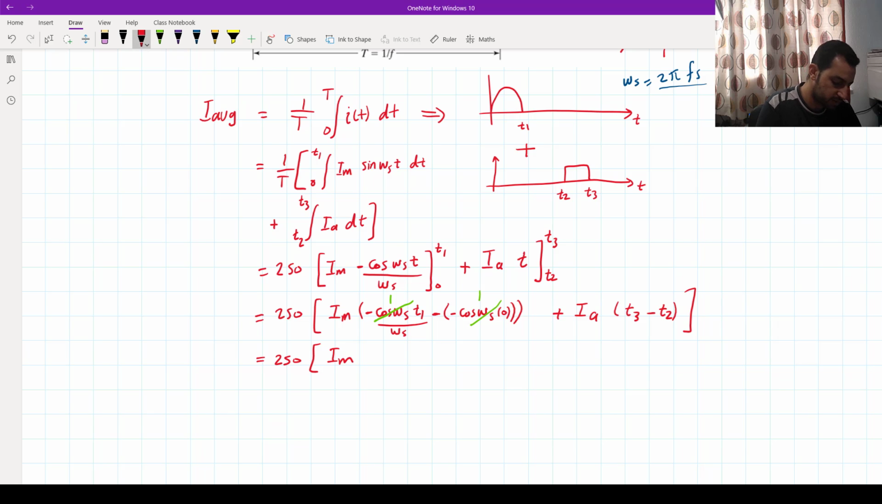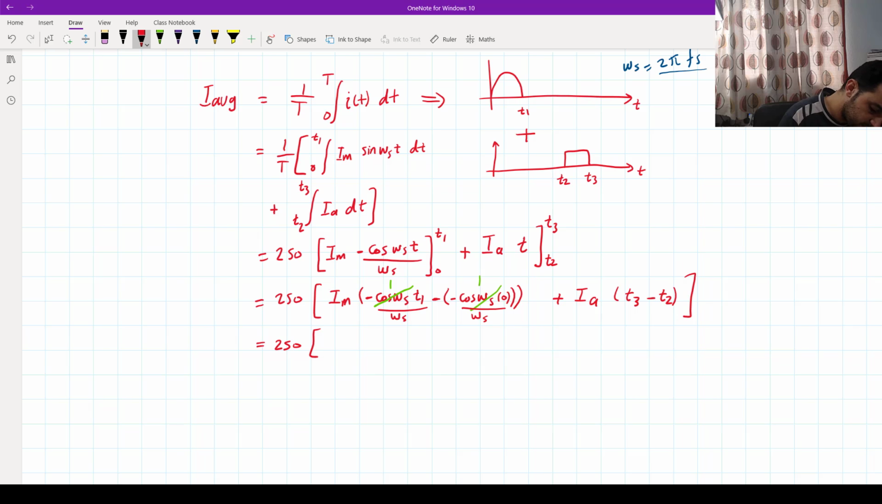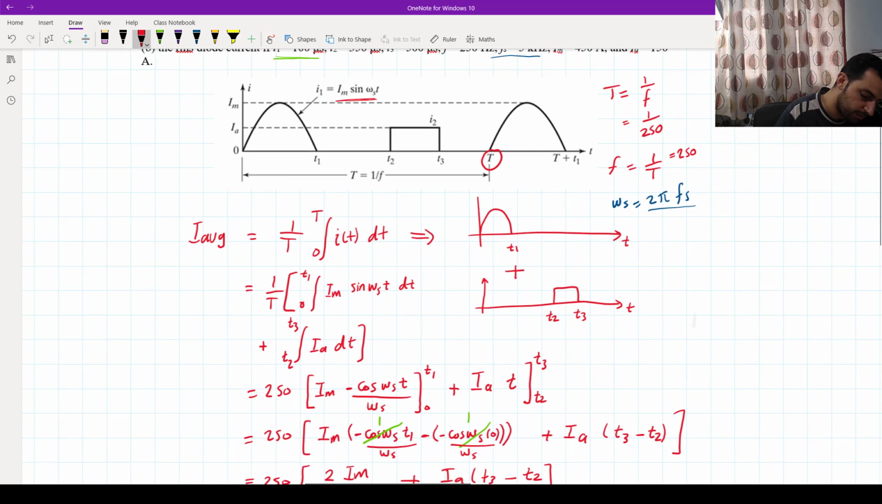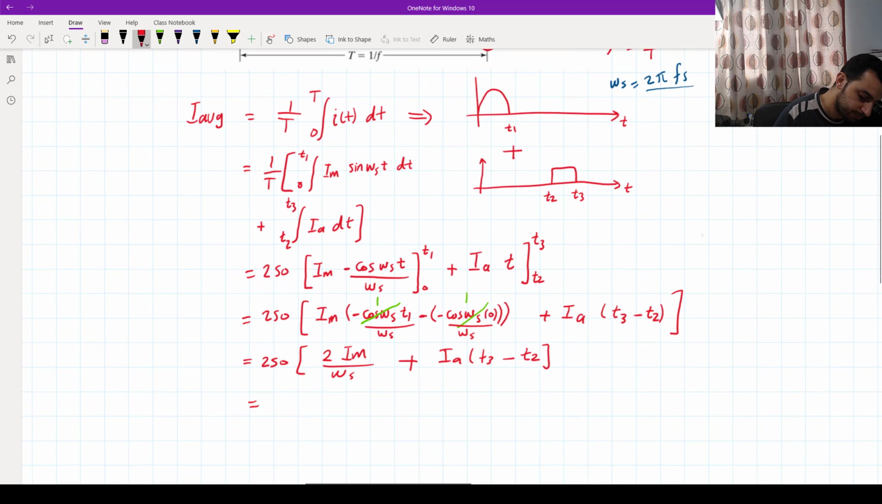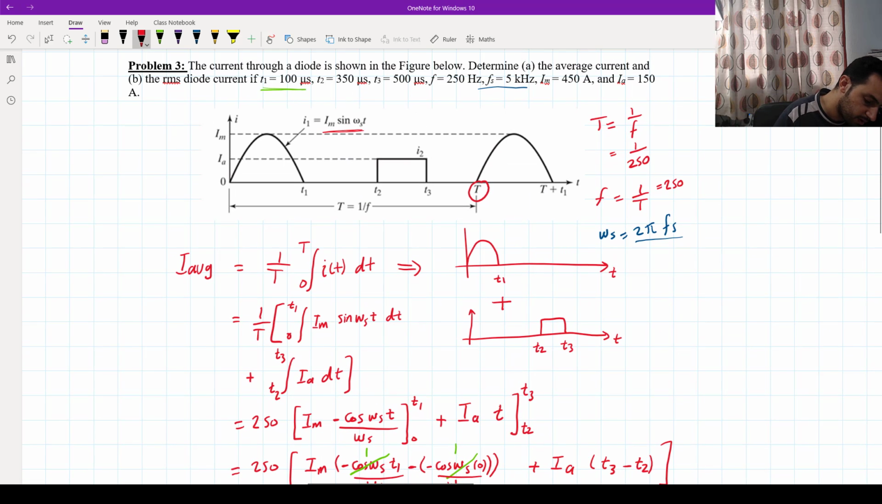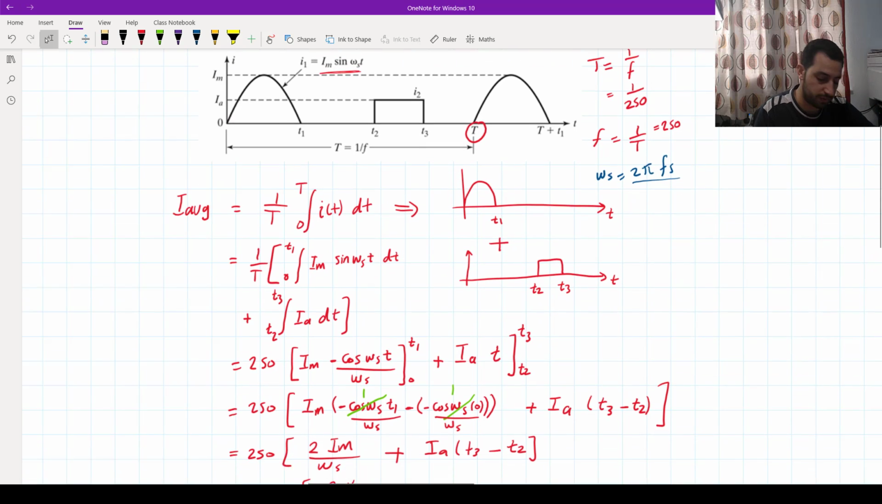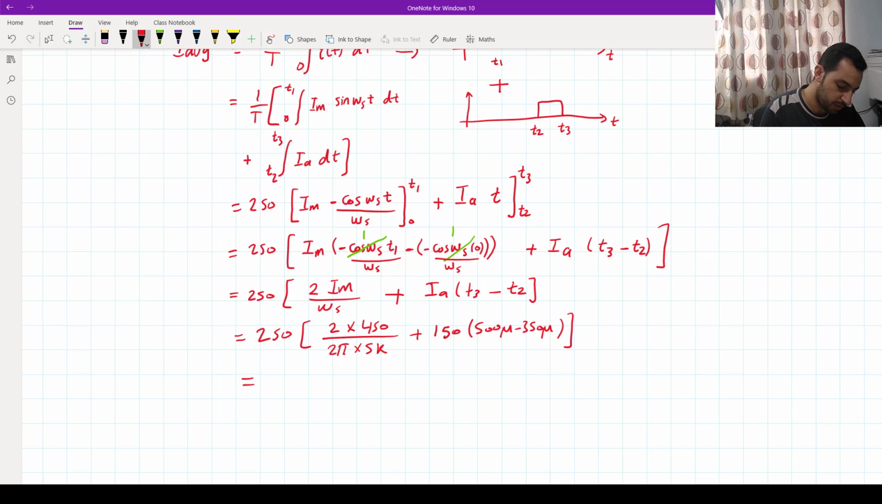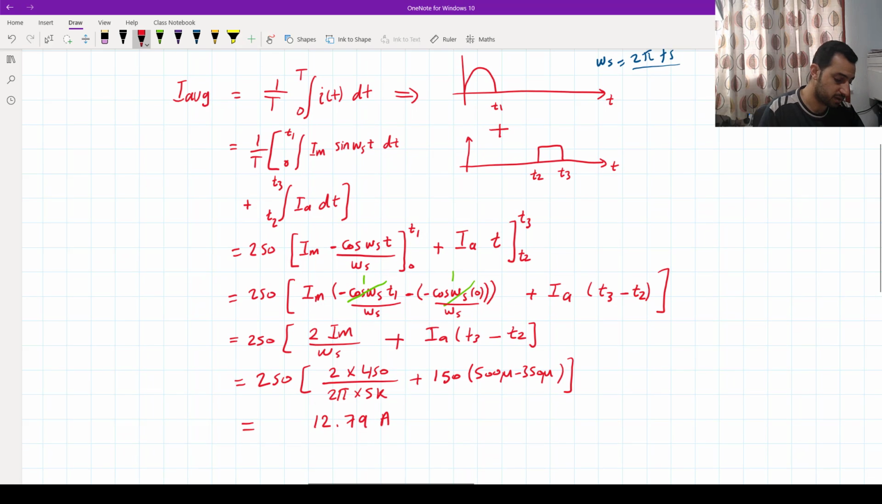So now let's summarize it. And yes, we have here omega s, don't forget it. So that will end up as 2 I max over omega s. You have to make sure that you got this one. All right, so I think we can calculate it later. We don't need to compensate now. After taking the numbers from the question above, we have 250 times 2 times I max equals 450. After calculating all that, make sure you got the number 12.79 ampere as the average value.